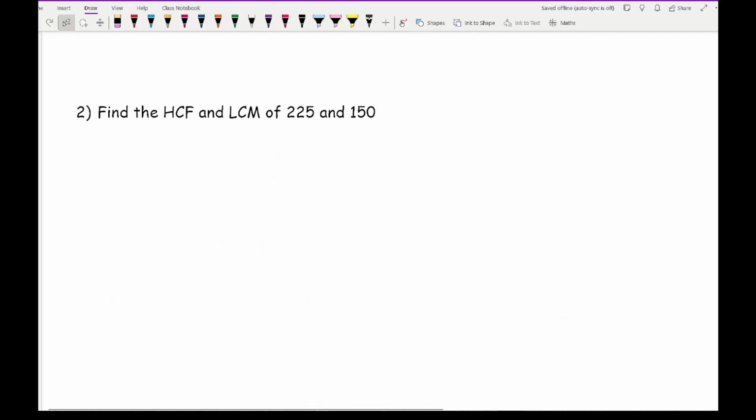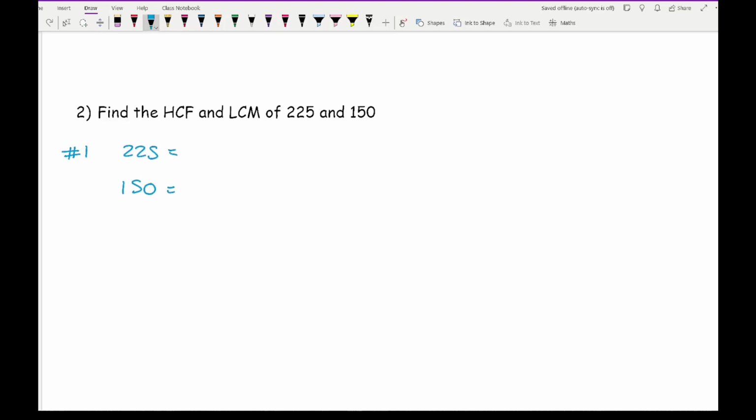So now let's have a look at question 2. Now, if you get the gist of the steps in which we do this, then feel free to pause the video, have a go at it, then unpause to see if we get the same answer. So for question 2, we're going to find the lowest common multiple and the highest common factor of 225 and 150. So again, I'm going to jump ahead and just write down step 1. So it's 225 equals and 150.